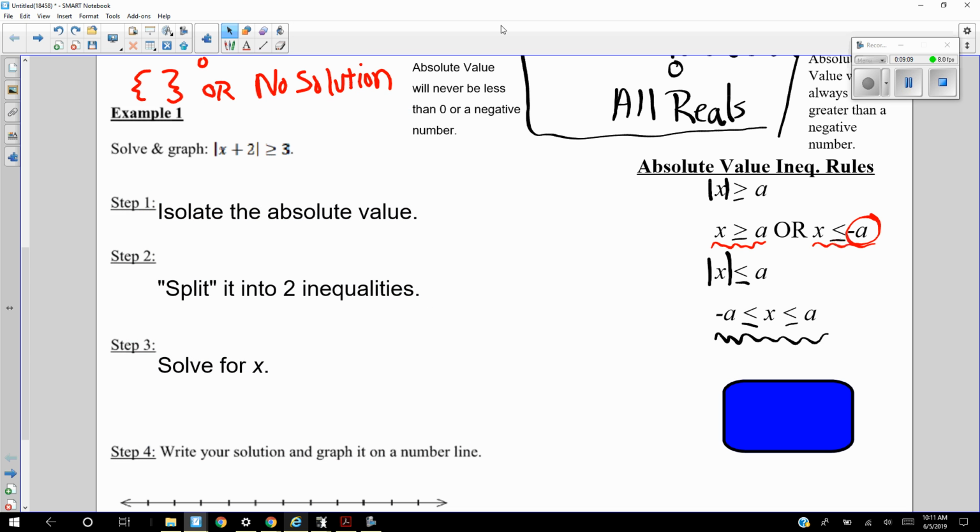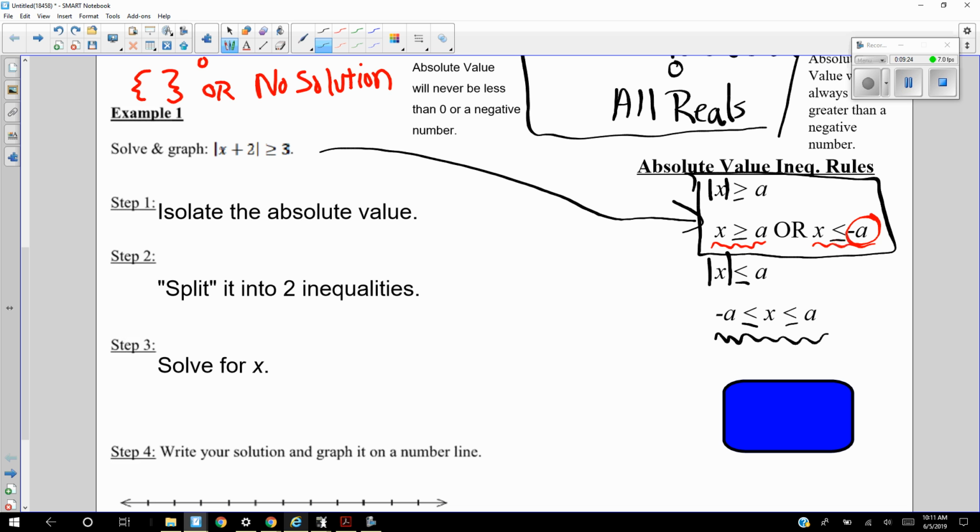So example 1. First, identify: is the absolute value greater or less than? In this case, the absolute value is greater than, so we're going to use this rule right here. Is the absolute value by itself? Step 1, just like when we were solving equations, nothing on the left side except for the absolute value symbols, and that's what we've got here. Everything on the left side is already contained inside the absolute value. So step 2, we're going to split it into two inequalities.